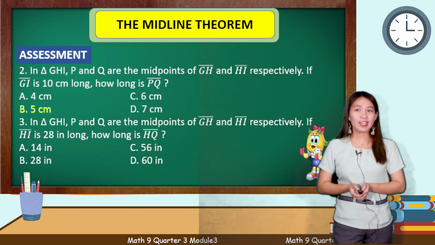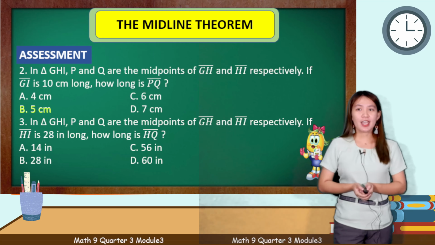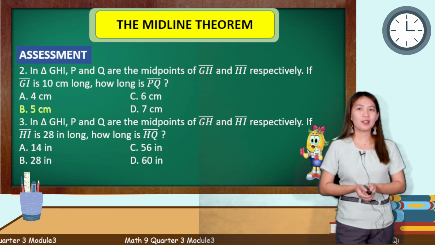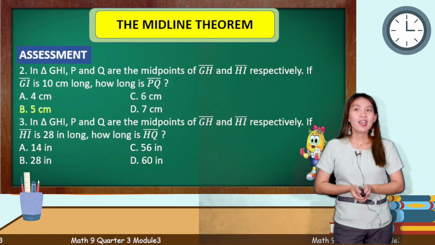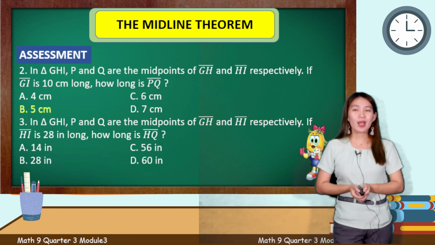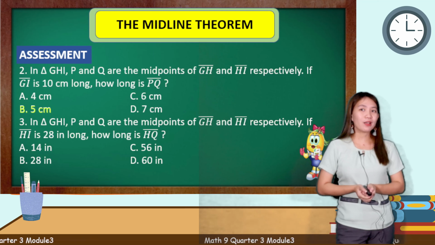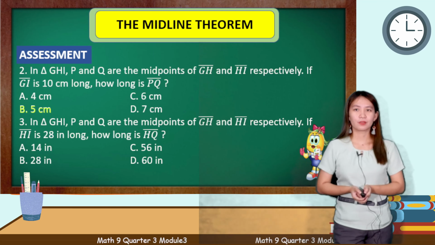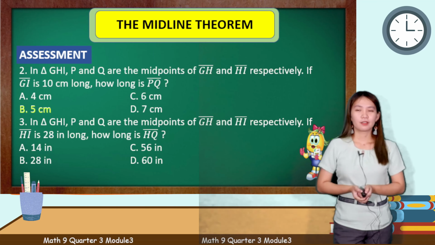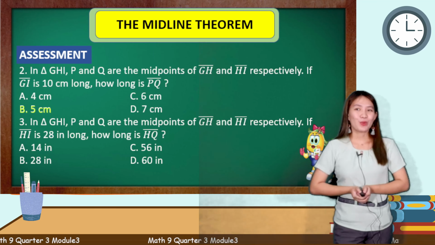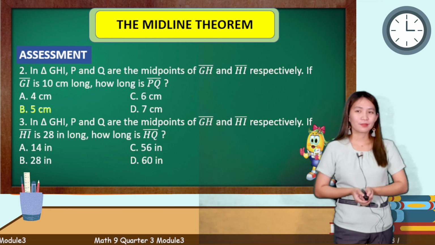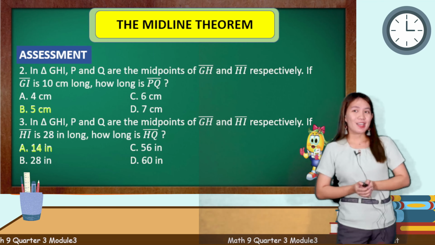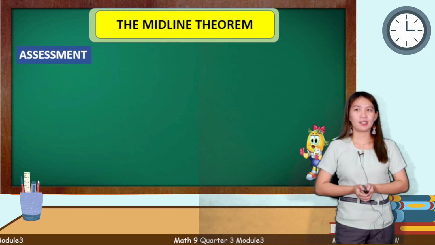And for number 3, in triangle GHI, P and Q are the midpoints of segment GH and segment HI respectively. If segment HI is 28 inches long, how long is segment HQ? So what is your answer? The correct answer there is letter A, 14 inches.